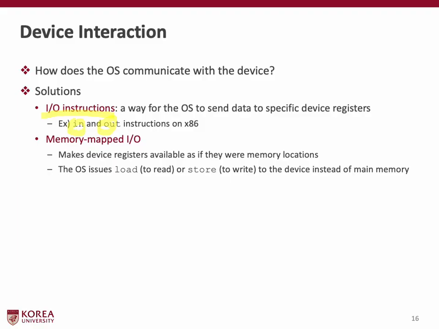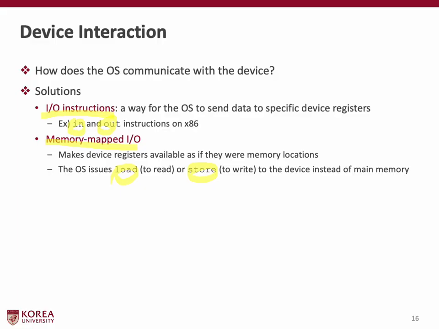And the second method is memory-mapped I/O. In this method, the I/O device registers are mapped to specific memory addresses. So we can access these device registers as if they are memory locations. This means the operating system can utilize normal memory instructions like load or store to read from or write to the I/O device.